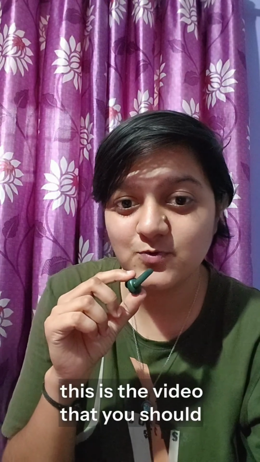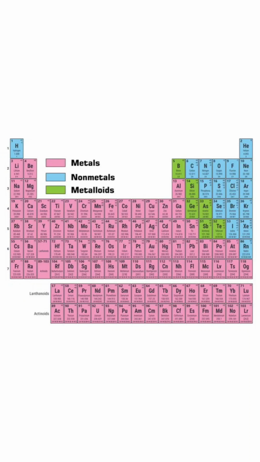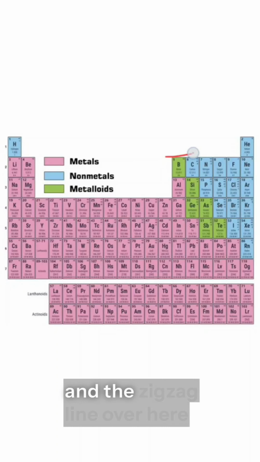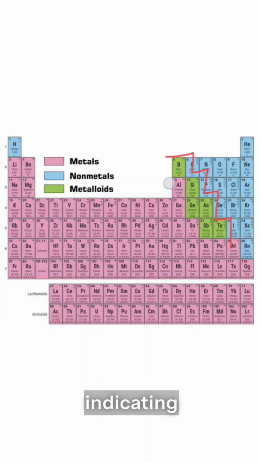Now this is the periodic table you can see over here. In the periodic table, the left-hand side are the metals, the upper right side are the non-metals, and the zigzag line over here which I'm indicating is known as what? Metalloids. Right, now let's move on to the differences.